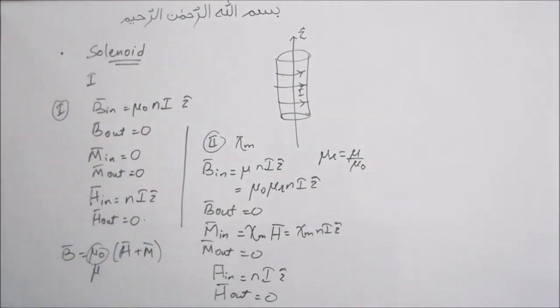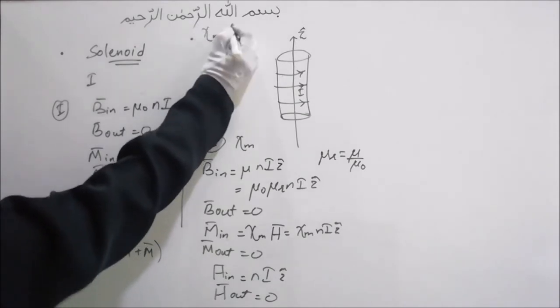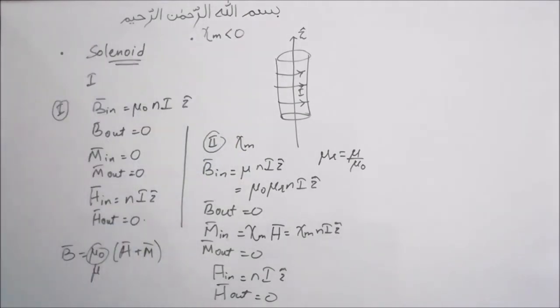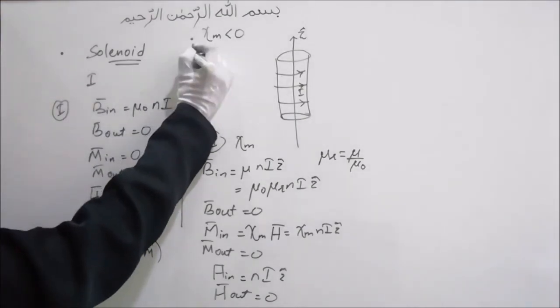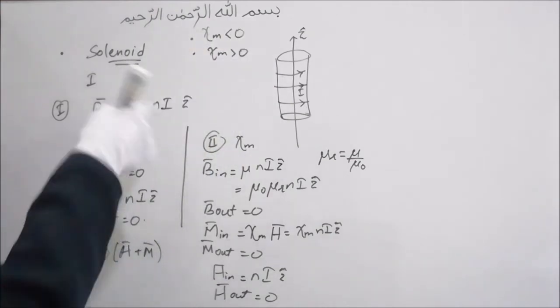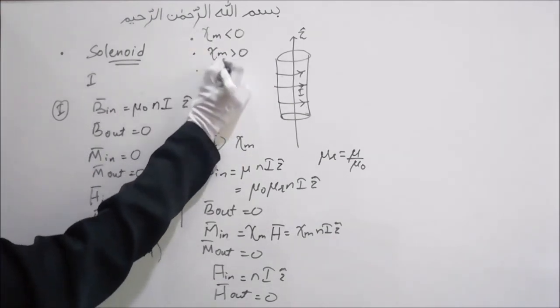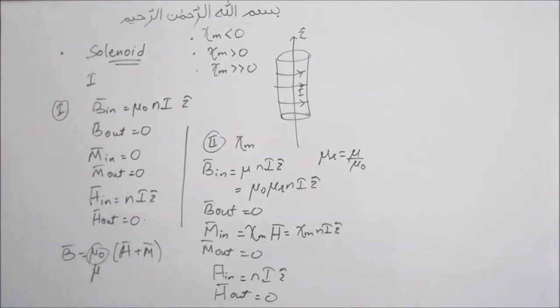This was just an example for understanding, that's it. Now the value of chi m, the magnetic susceptibility, is less than 0 for diamagnetic materials. Diamagnetic materials are those in which the induced dipole moment points opposite to the magnetic field. And chi m is a small positive value for paramagnetic materials, and it is a large positive value for ferromagnetic materials.